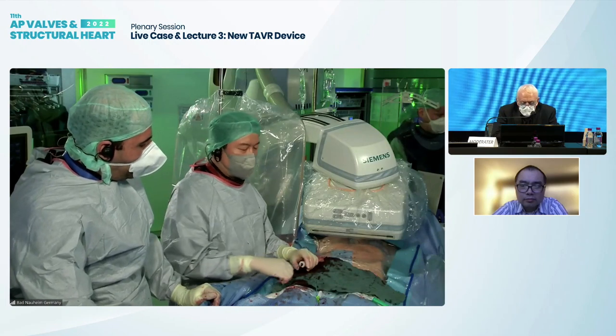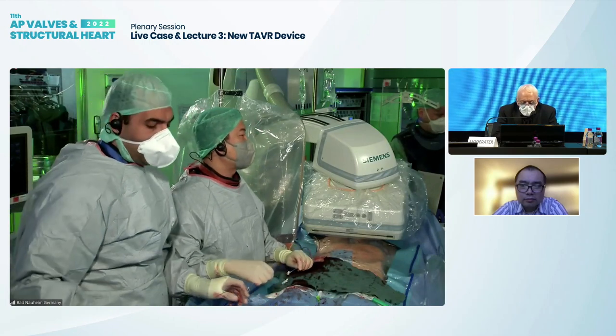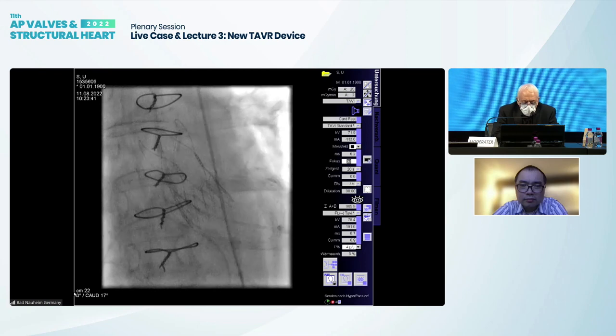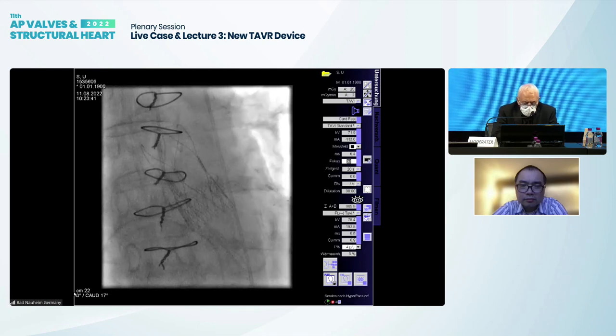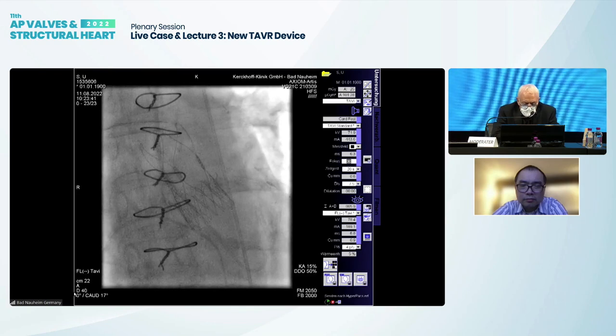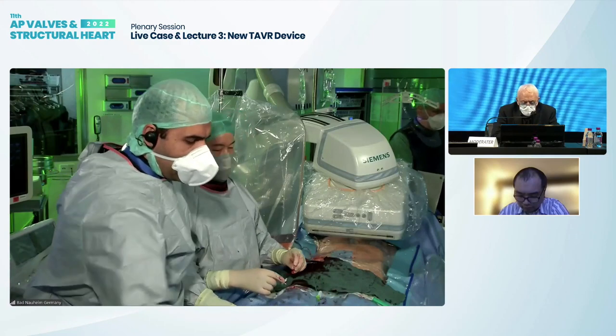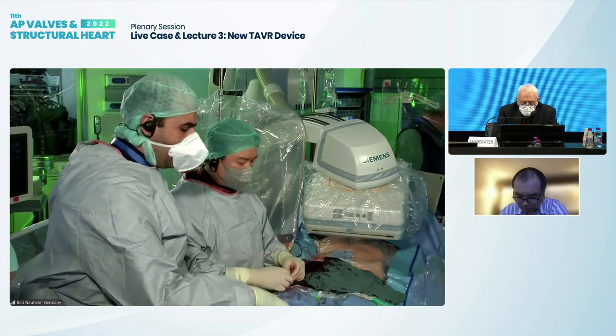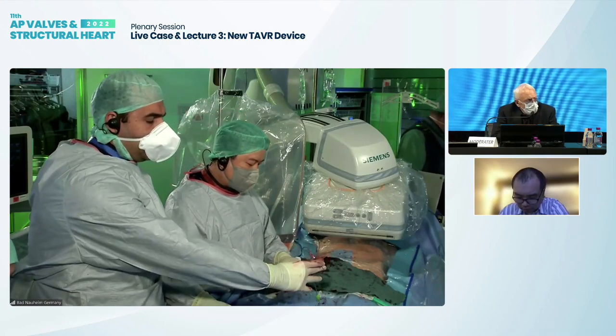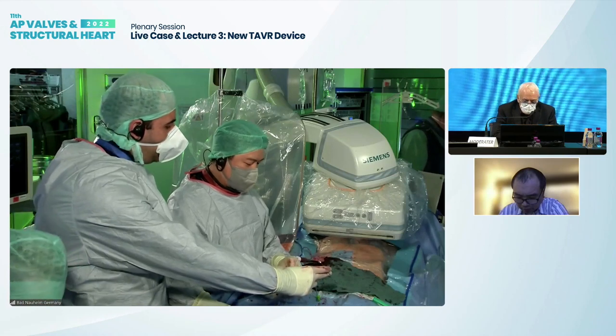It's extremely important to maintain a slight forward pressure, not active push, because actively pushing might lead to too aggressive... Yeah, might lead to embolization into the left ventricle. Yeah, we don't want that. We wouldn't want that.